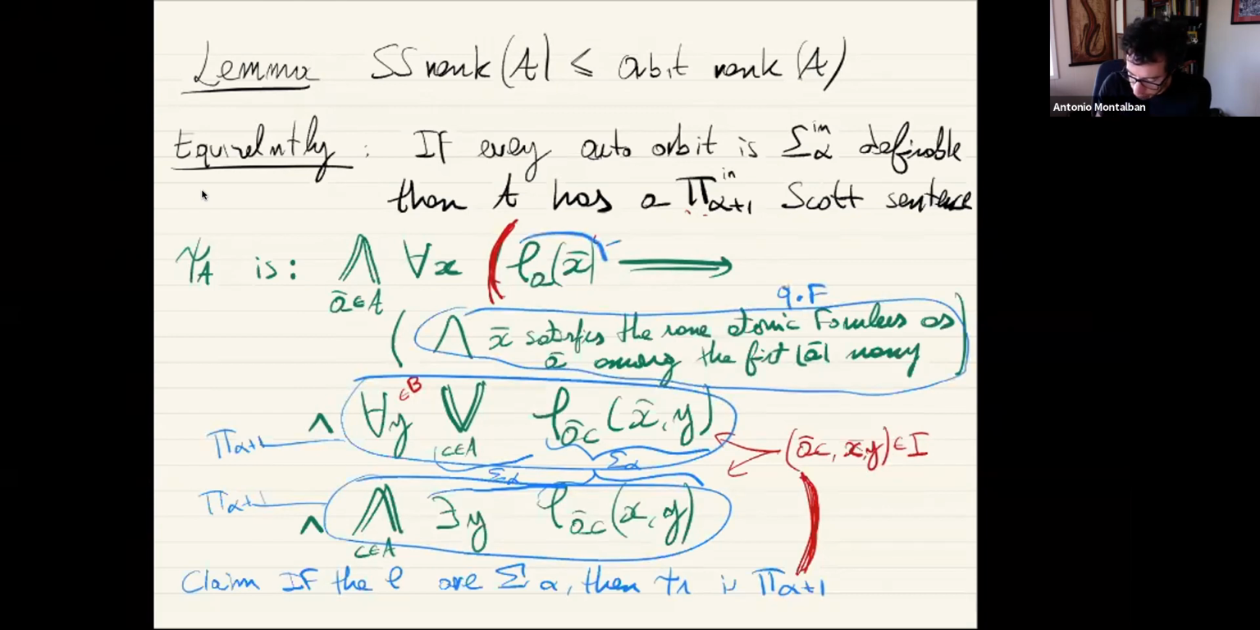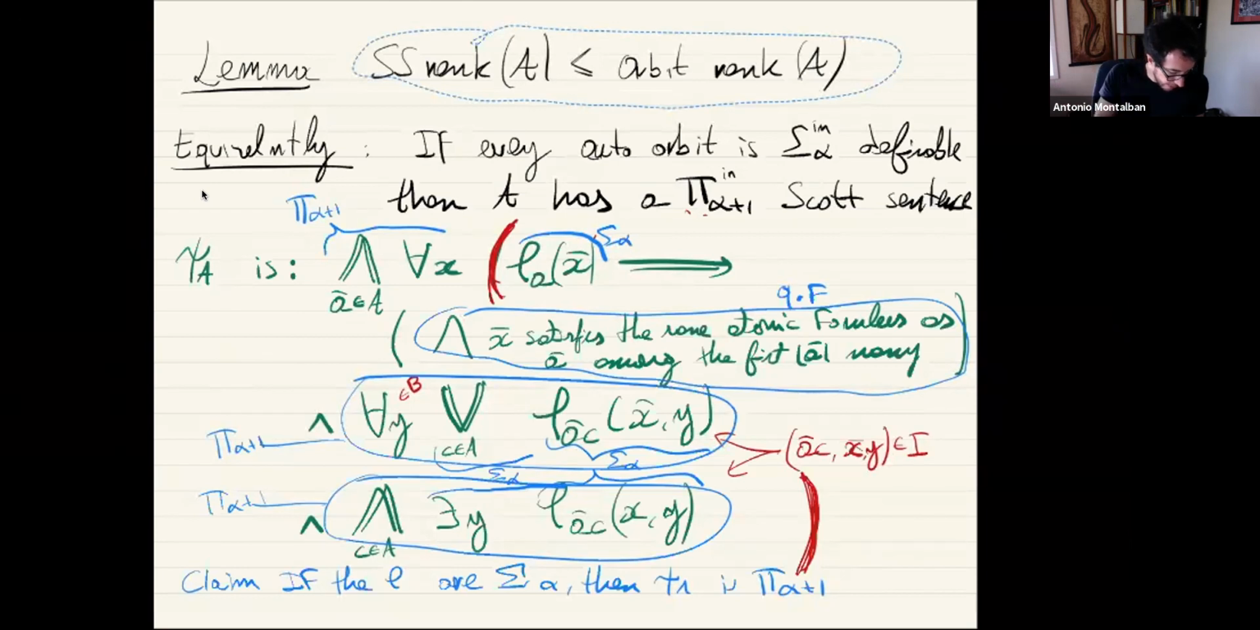This one here is sigma alpha, and I guess it's on the negative. It's on the first side of an implication, so you should count it as such. But then here we're only adding a conjunction and for all. So those on top of pi alpha plus 1, this stays pi alpha plus 1 because we are not changing the alternation. Okay, so that's direct from just the form of this. If the definition of each orbit is sigma alpha, then the Scott sentence that we get is pi alpha plus 1. So that's why we get this.